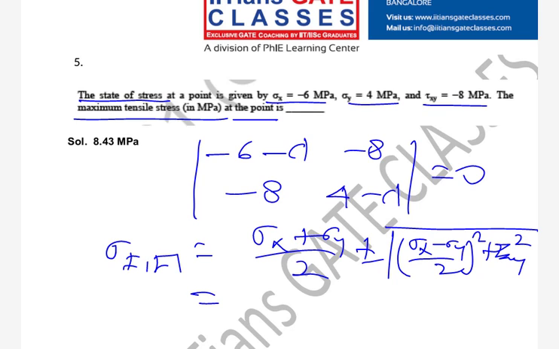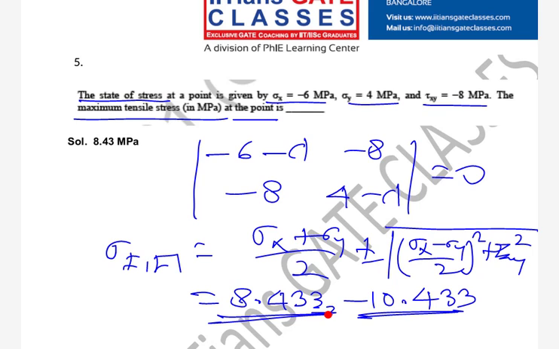There will be two, right? What are those two values? One is 8.466433. Another one? Yeah, sigma 1 and sigma 2 I am asking. What is sigma 1 more? Exactly, it is minus 10.433.